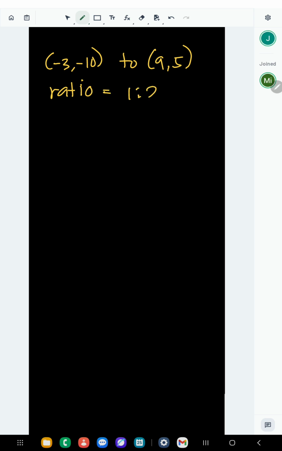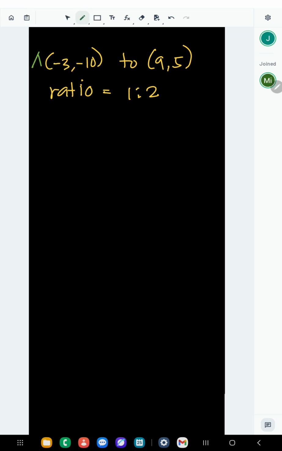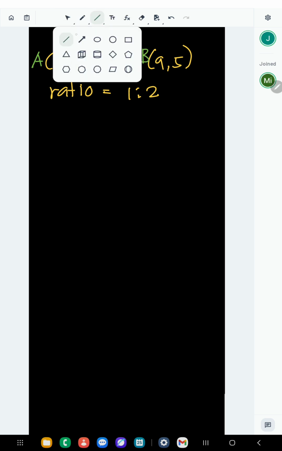Okay. What are the coordinates of the point on the directed line segment from negative 3, negative 10 to 9, 5 that partitions the segment in the ratio? Our ratio is 1:2. So let's say this is point A and this is point B. So let me draw a line segment.